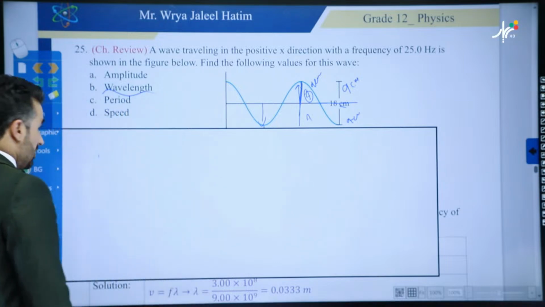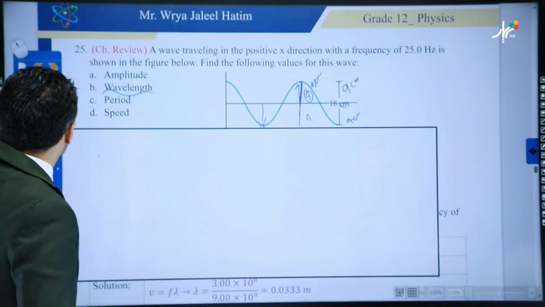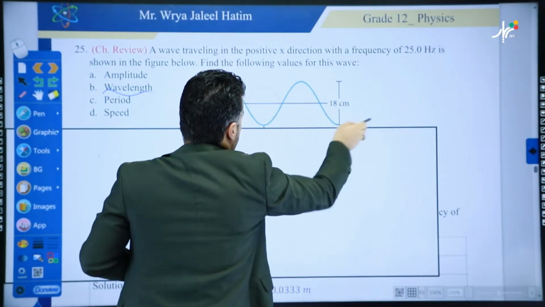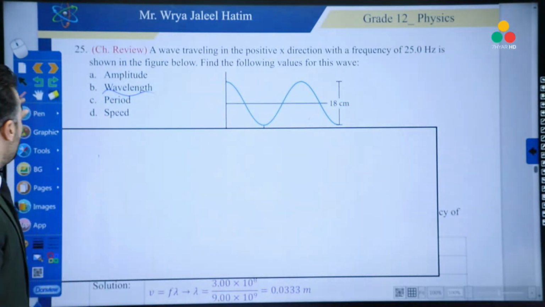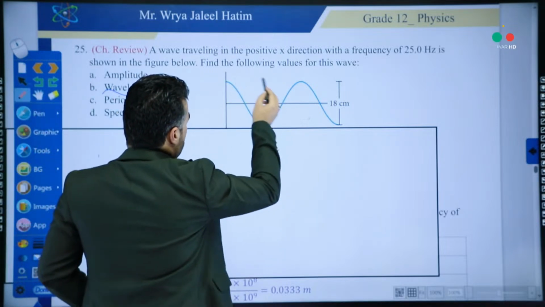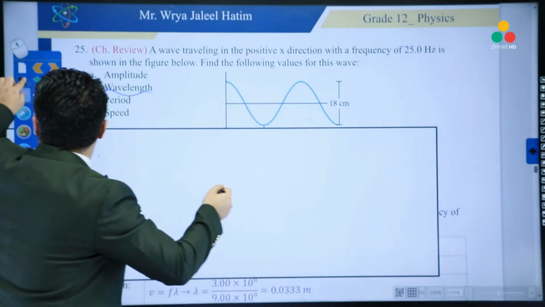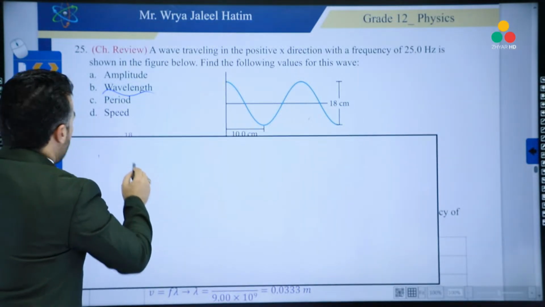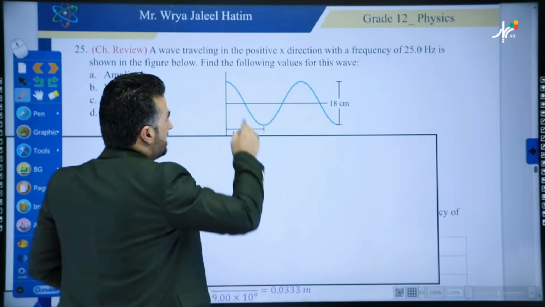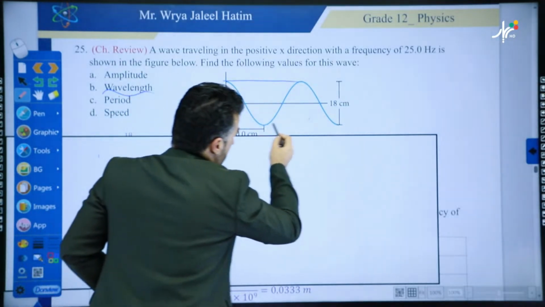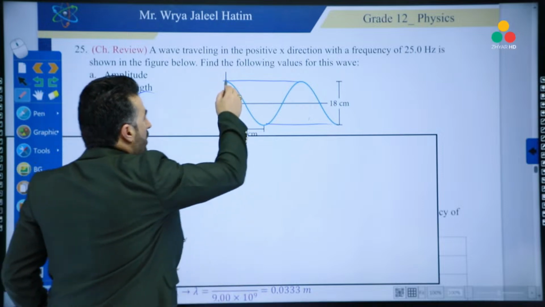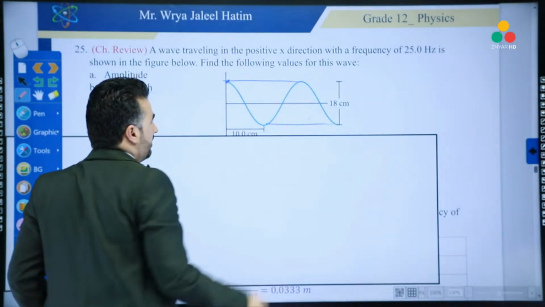All right, what about the wavelength here? This one also is very important. What is the wavelength here? Previously we said the wavelength is the distance between two consecutive crests or two consecutive troughs, or the distance between one point on a wave to the same exact point on the next wave.